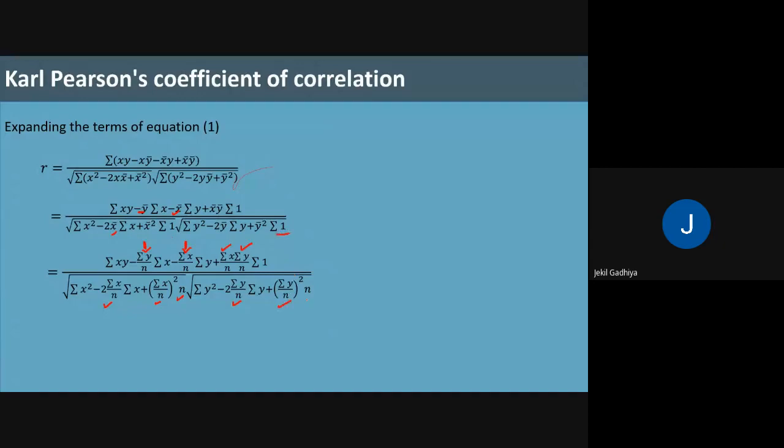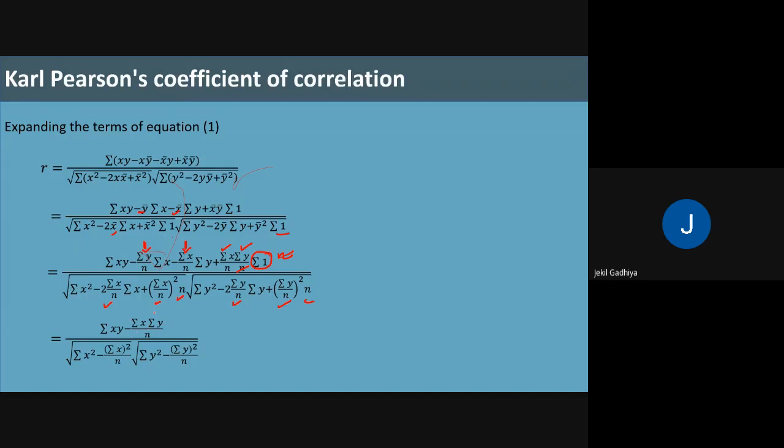Now simplify this. If you simplify this, you can see here that the summation of 1 is n, right? So this n and this n will cancel. The remaining terms are summation y summation x over n, summation x summation y over n. So negative 2 times summation x summation y over n, and here plus summation x summation y over n. So negative 2 plus 1 will be negative 1 times summation x summation y over n.